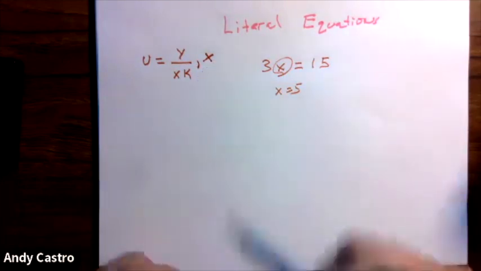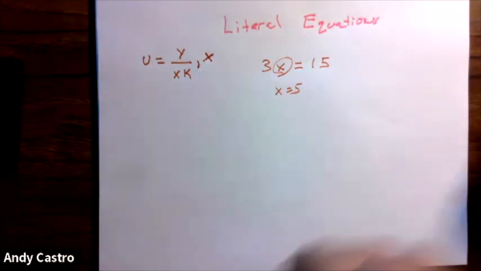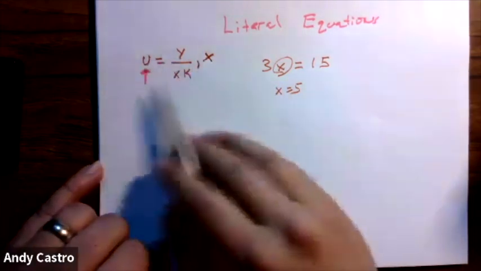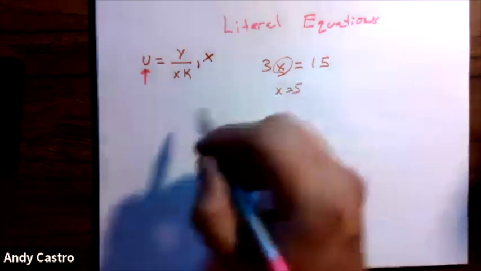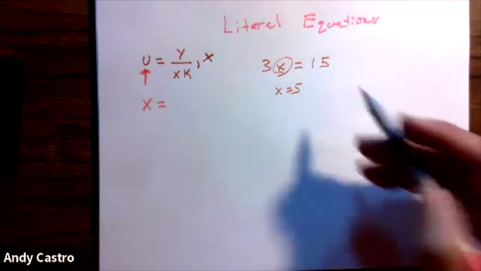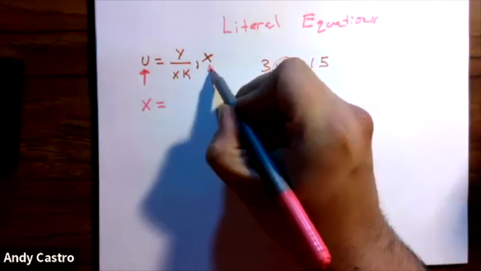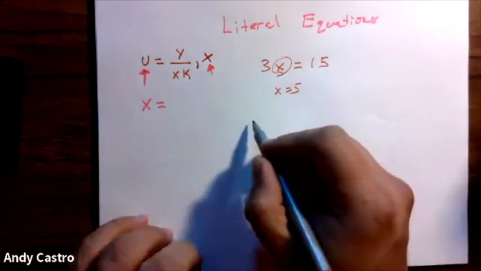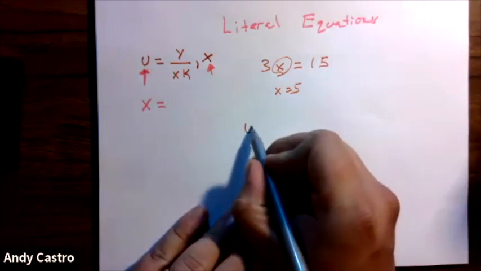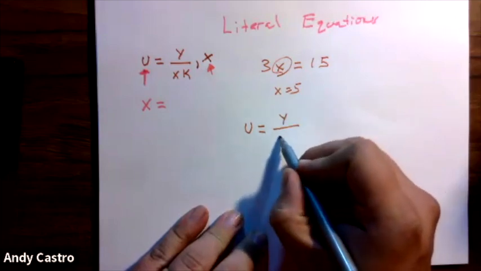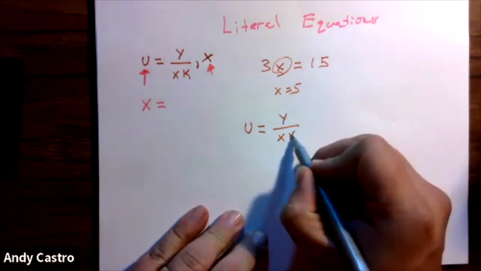So what I'm going to do is right now, this equation is solved for the letter u. So I'm going to rearrange this equation so that I'm left with x is equal to something. And that way it is solved for x. That's the indicated variable I want to solve for. Okay, so let's start with our equation. U is equal to y divided by xk.